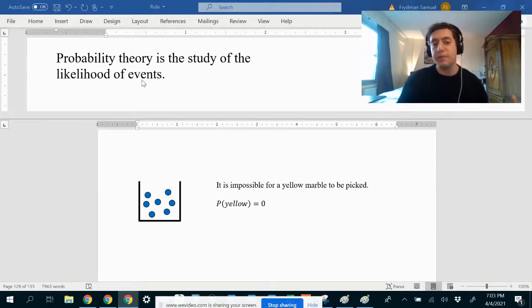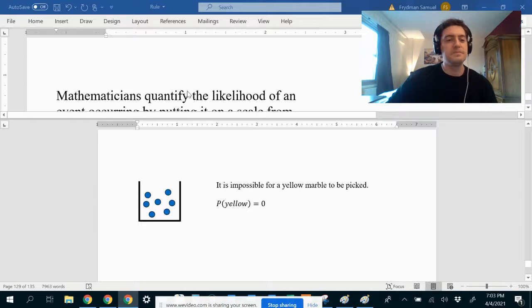Is it impossible for me to beat my brother in chess? Is it just unlikely? So maybe it probably won't happen, but it could, it might happen. Okay, is it definitely going to happen? These are the kinds of questions that we ask when we do probability.